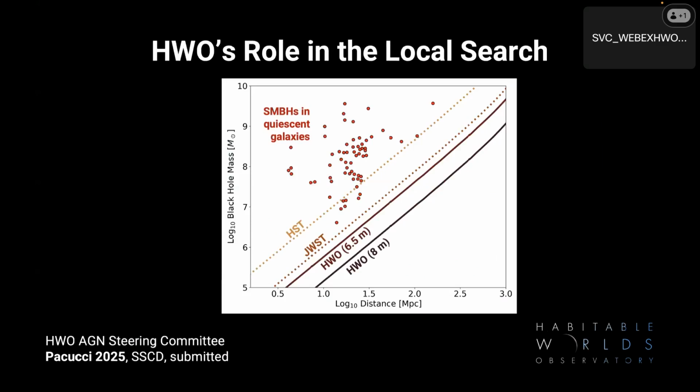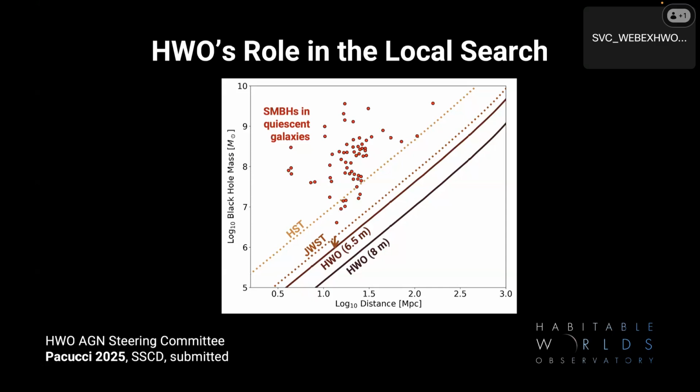This plot instead compares how 2 different versions of HWO, 6.5 meter and 8 meter, would compare against the currently available telescopes, HST and JWST. On the vertical axis is the minimum black hole mass necessary to be visible by the different telescopes at different distances to detect the radius of gravitational influence, so when a star feels the presence of the central massive black hole.